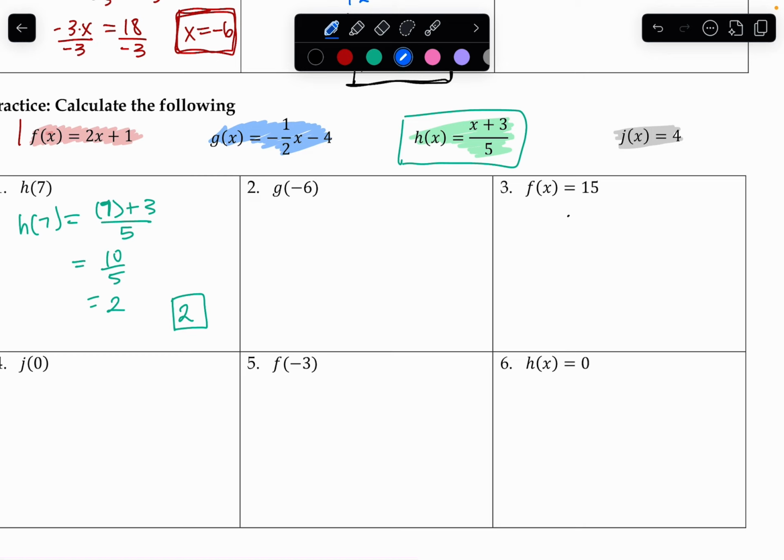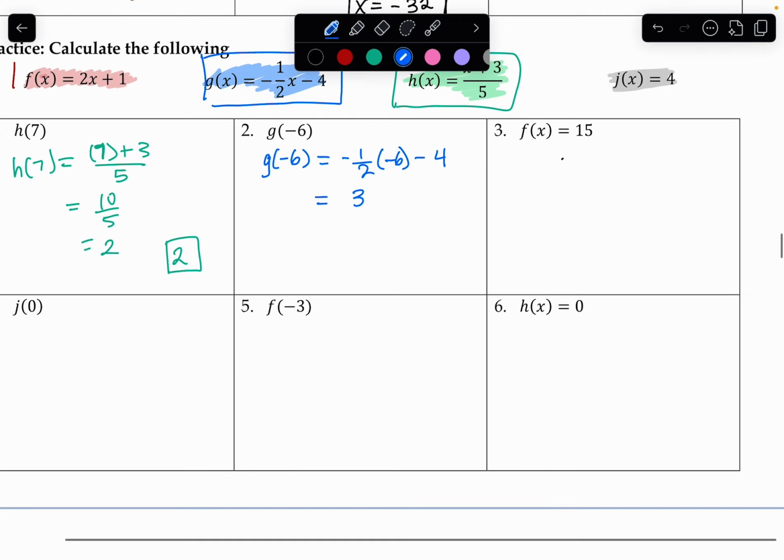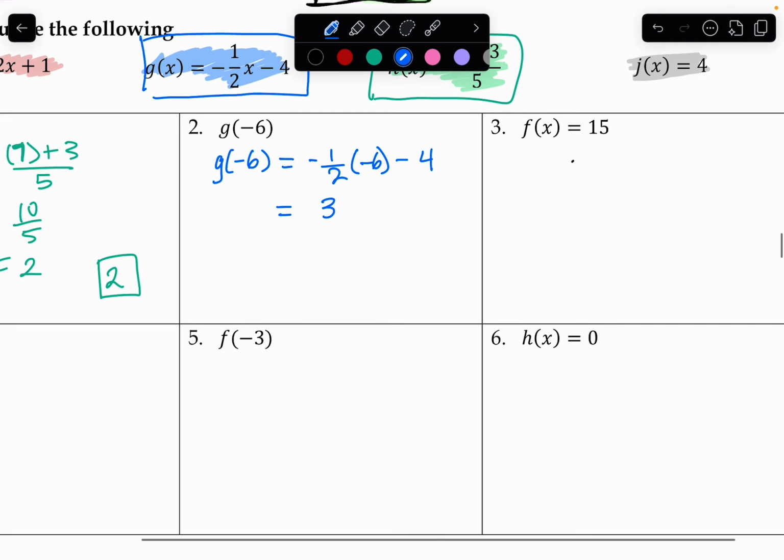Next, we're using g of x, and we're using negative 6 for our x value. So g of x is here, which says negative 1/2 x minus 4, and we're putting in negative 6 for the x value. Negative 1/2 times negative 6 is positive 3. 2 negatives multiplied together make positive. And then we have to subtract 4, which gives us negative 1. And so our answer for 2 is negative 1.